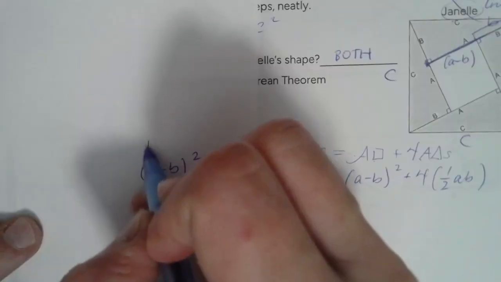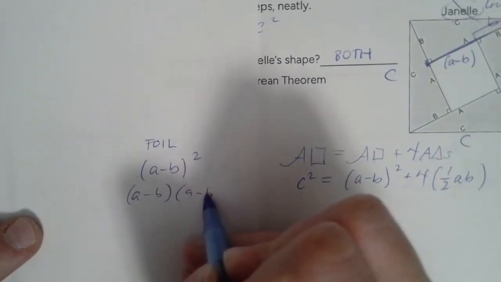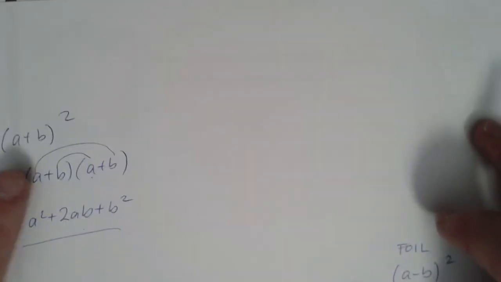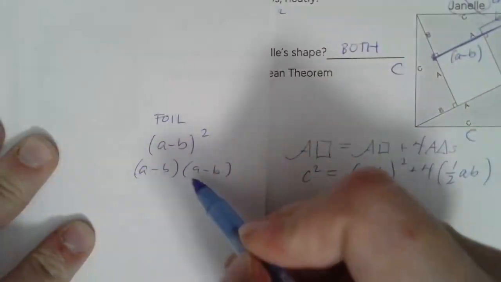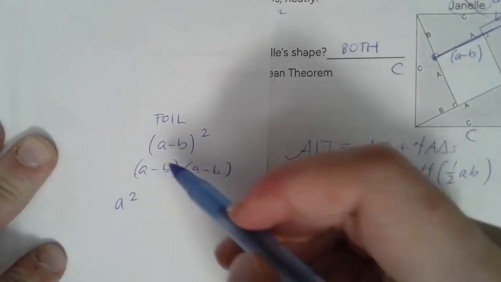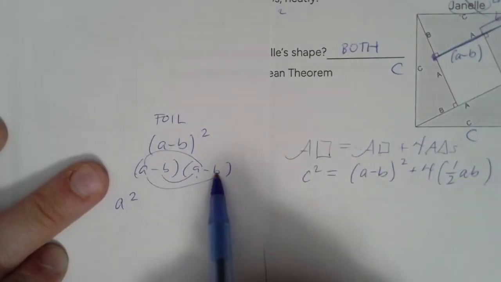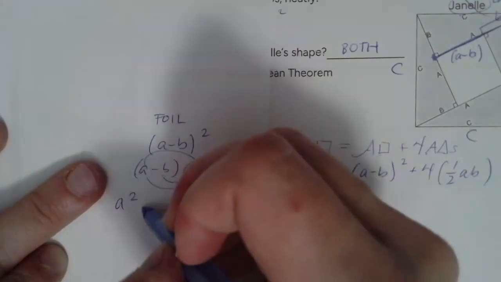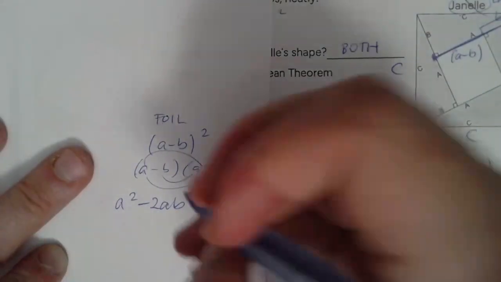Okay? Anyways, we'll follow this out. First, outside, inside, last. A minus B times A minus B. So this one's a little bit different. It's a lot like the other one we just did, but it's a little bit different. In this case, A times A is A squared. That's the first. Then we do outside and inside. That's A times minus B, and then minus B times A. So that's minus 2 ABs. There's 2 negative ABs in this case.